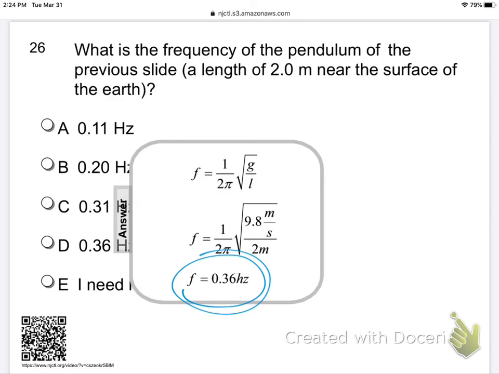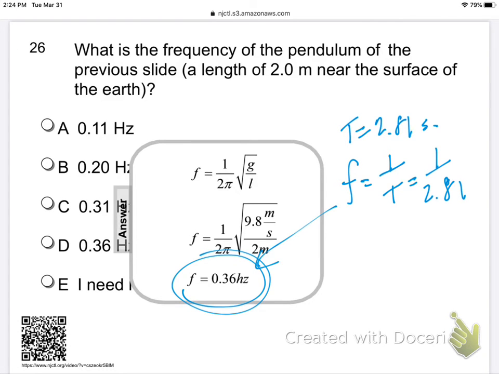There is a shortcut here. We could say that we know the period is equal to 2.81 seconds. And if we want to know the frequency, well, frequency is just 1 over the period, which is 1 over 2.81, which will get you back to the same number again.